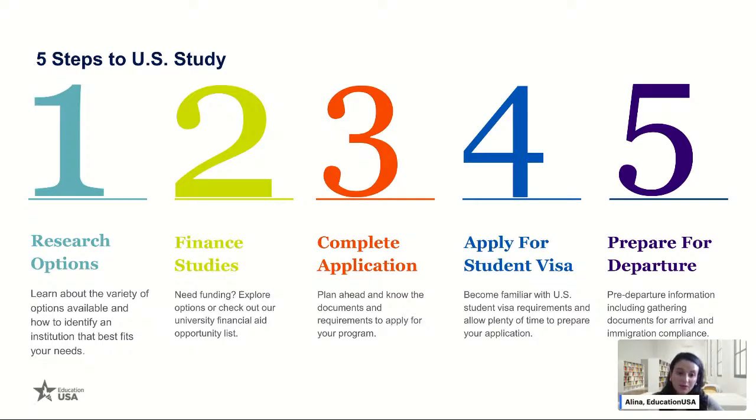Of course, then the next step, after you've been accepted to a university in the US, is to apply for your student visa, because before applying for your student visa, you need your I-20 form, and that means that you have already been accepted.